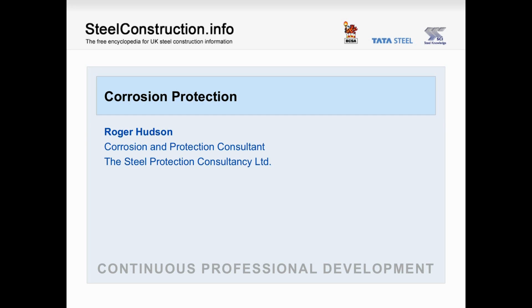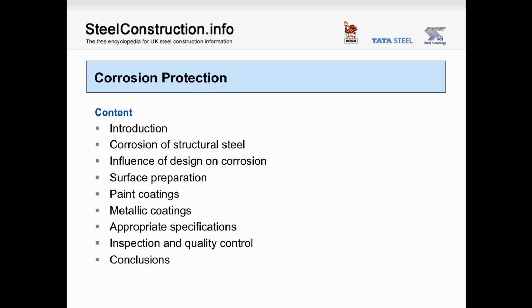Over the next 50 minutes or so I shall cover how corrosion occurs in the context of structural steel, discuss the factors that can affect corrosion and describe the various methods available to provide durable corrosion protection. The content will include the design of the structure, surface preparation methods, protective coatings, paint and metal types, the importance of a good specification and inspection and quality control procedures.